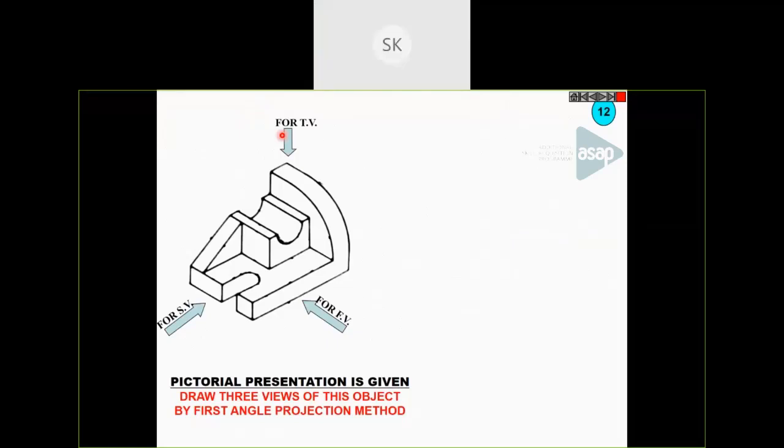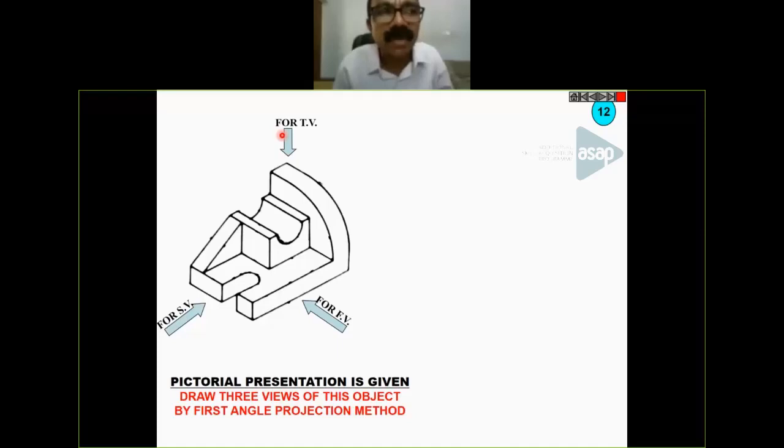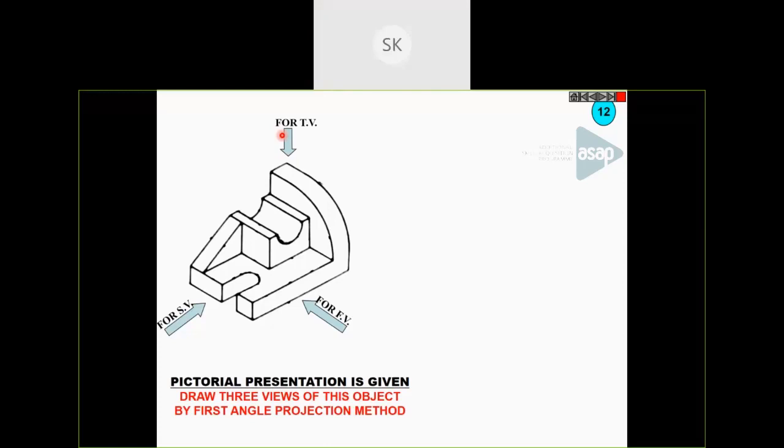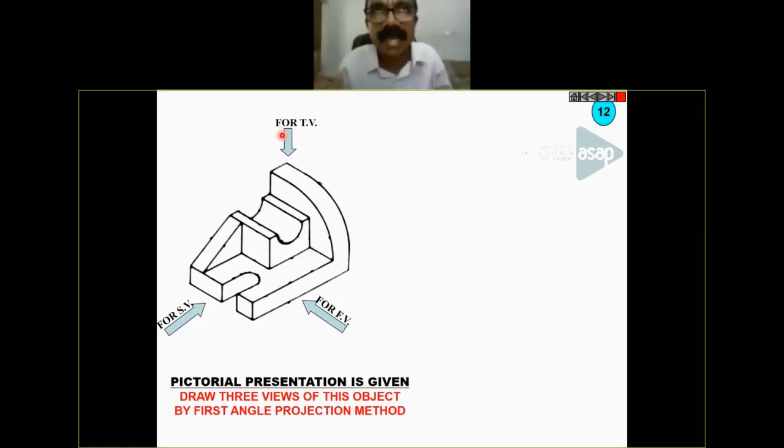Sir, is it necessary to draw the left side view on the right side of our paper? Yeah, because we follow first angle projection. That's why we draw the elevation above the XY line and the plan below the XY line. And based upon that, the left side view you have to draw on the right side of the object, and the right side view you have to draw on the left side of the object.